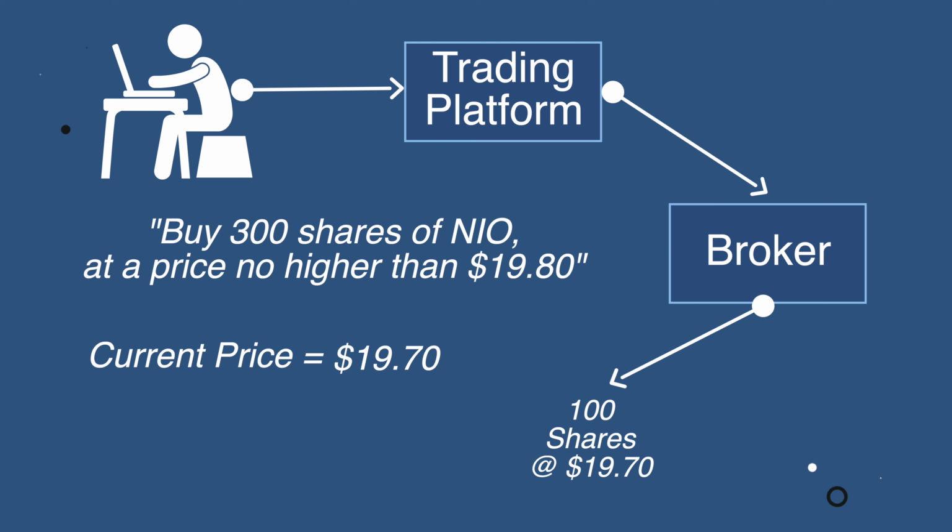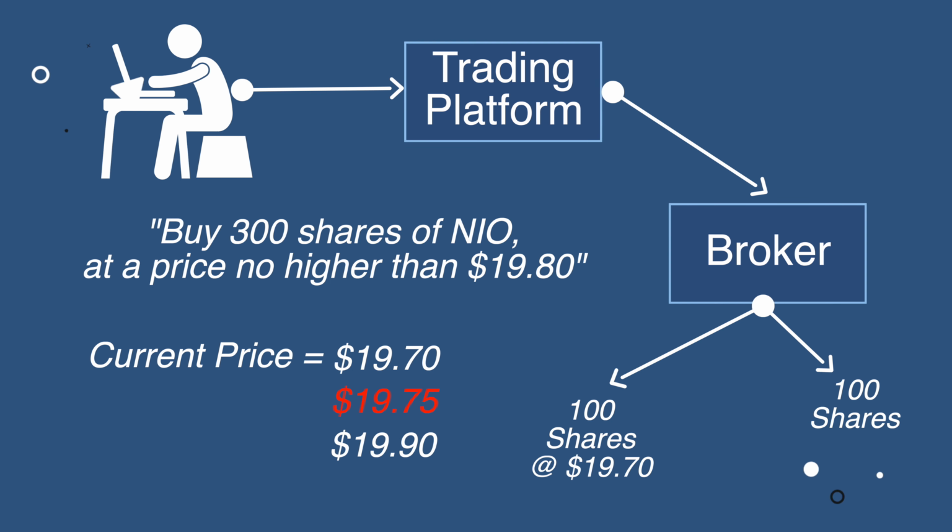$19.70, and the price went up fast to $19.75, and then it tries to take the remaining shares at that price as it's still less than $19.80. Now imagine if it was able to only get you 100 more shares before the price went up to $19.90. So, your order of 300 shares is only partially filled, that is, 200 shares. Your order may sometimes not get filled at all if your target price is not met.